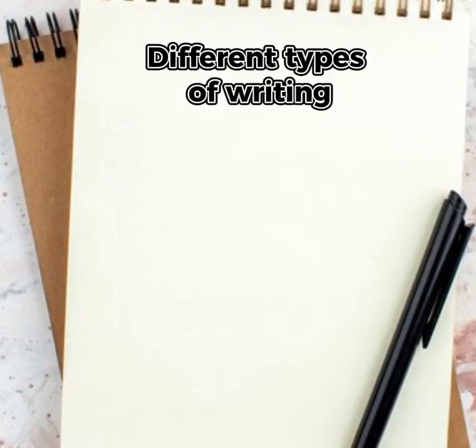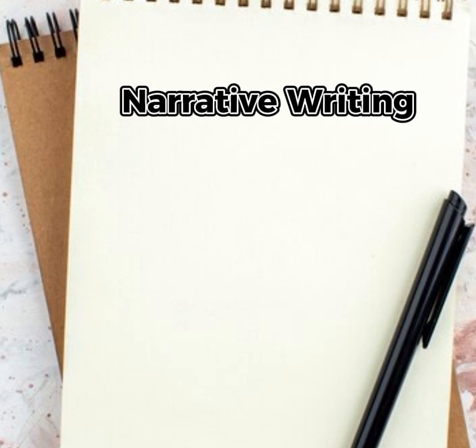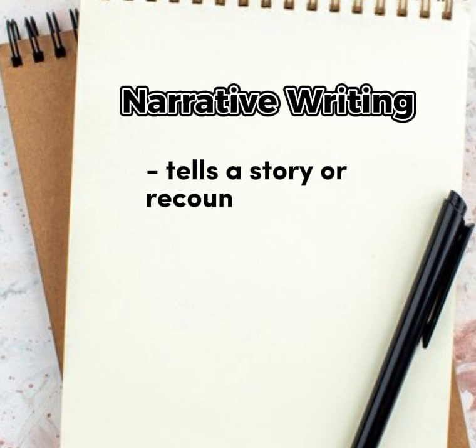There are different types of writing: narrative writing, descriptive writing, persuasive writing, expository writing, and creative writing. So let's tackle narrative writing first. Narrative writing is a type of writing that tells a story, often with a plot, characters, and setting. Examples include novels, short stories, and memoirs.